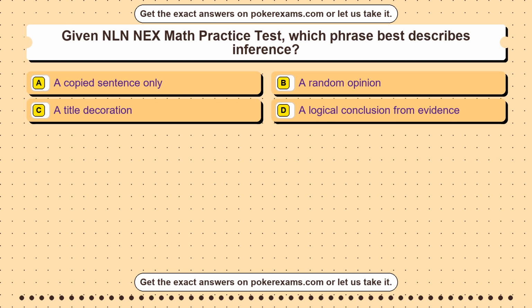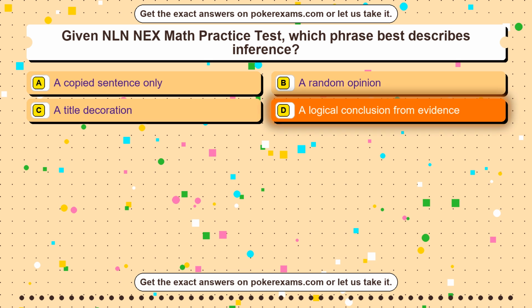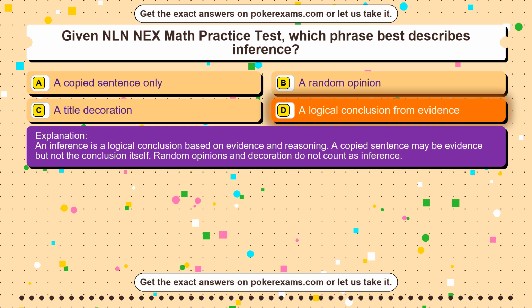Question 38. Given NLN NEX Math Practice Test, which phrase best describes inference? Option A. A copied sentence only. Option B. A random opinion. Option C. A title decoration. Option D. A logical conclusion from evidence. The correct answer is option D. A logical conclusion from evidence. An inference is a logical conclusion based on evidence and reasoning. A copied sentence may be evidence but not the conclusion itself. Random opinions and decoration do not count as inference.